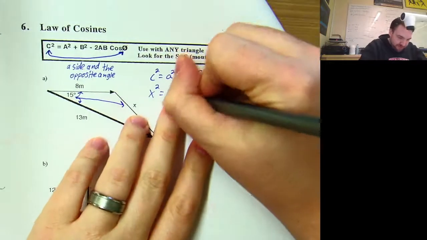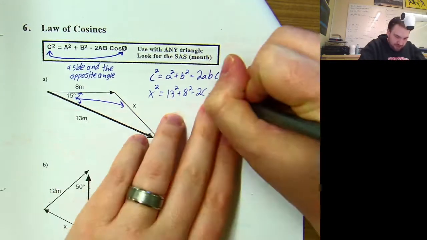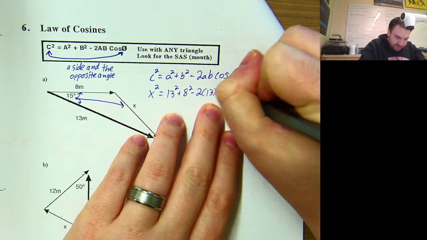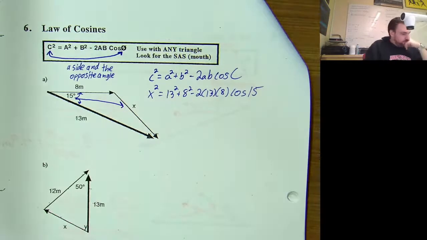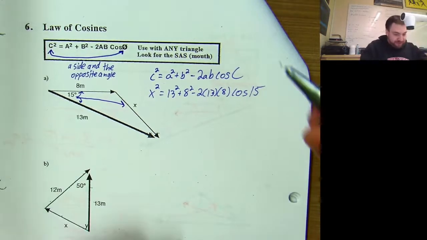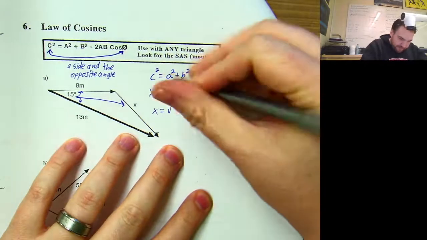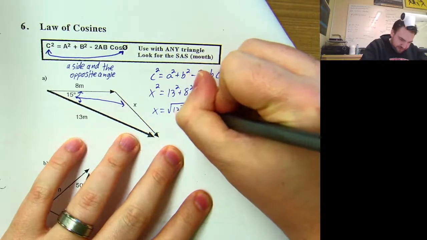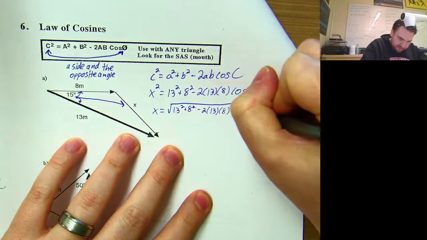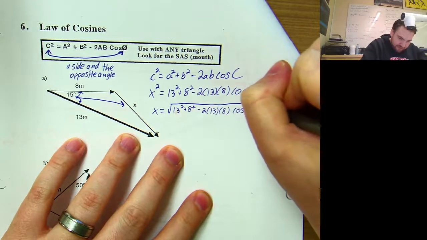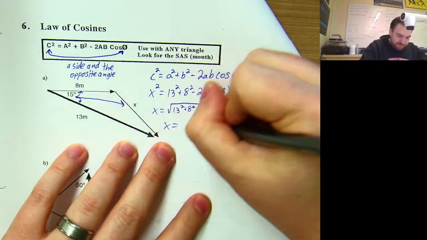So this is going to be 13 squared plus 8 squared minus 2 times 13 times 8 cosine of 15. So this you can just run through your calculator. X is going to equal the square root of this whole thing, 13 squared plus 8 squared minus 2 times 13 times 8 cos 15. This can all go into your calculator in one long shot. If you do that, you're going to get that X is 5.7 meters.